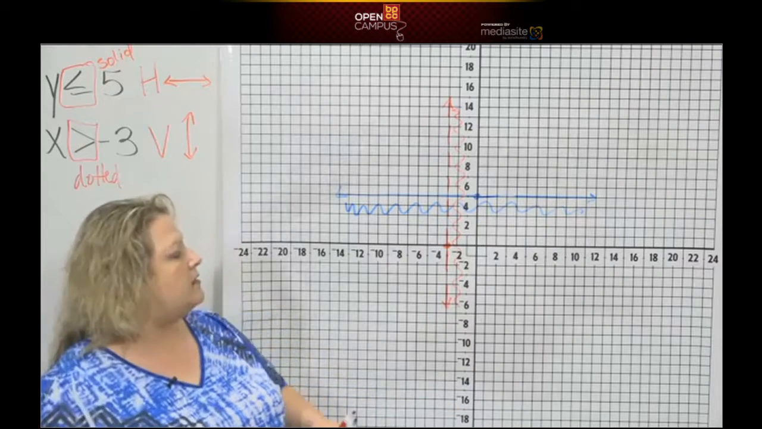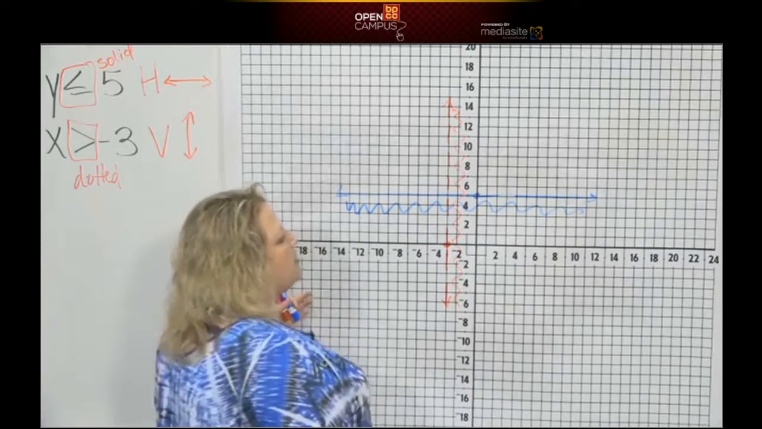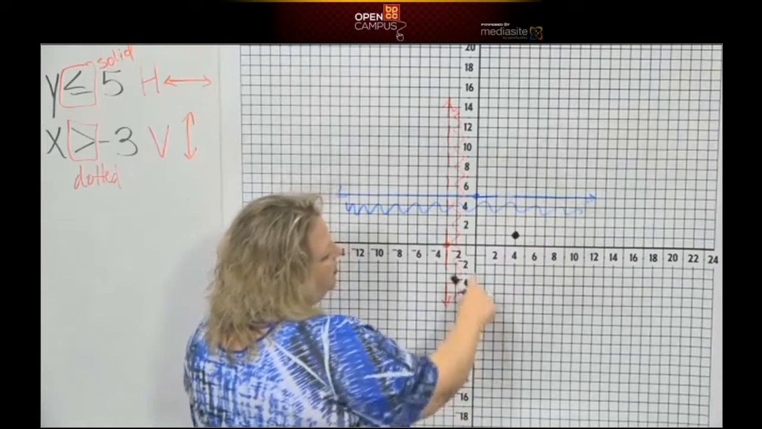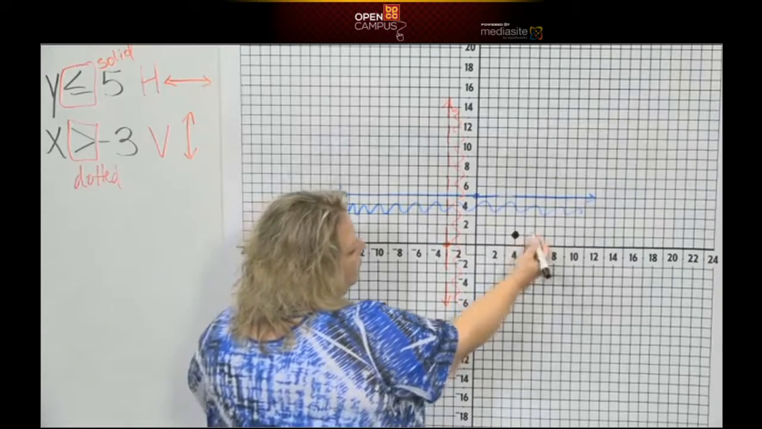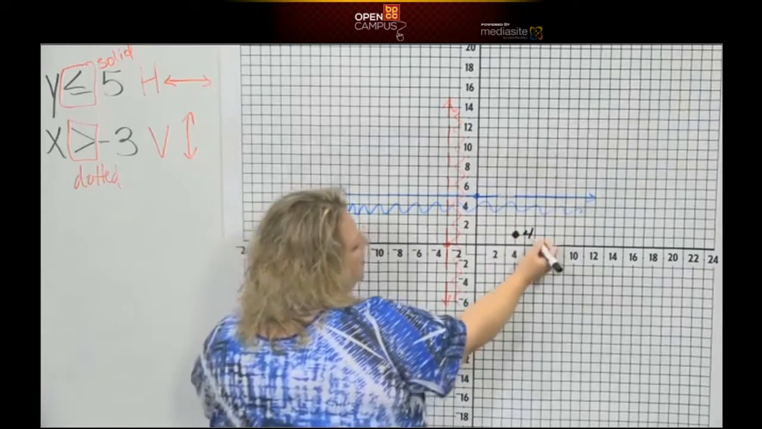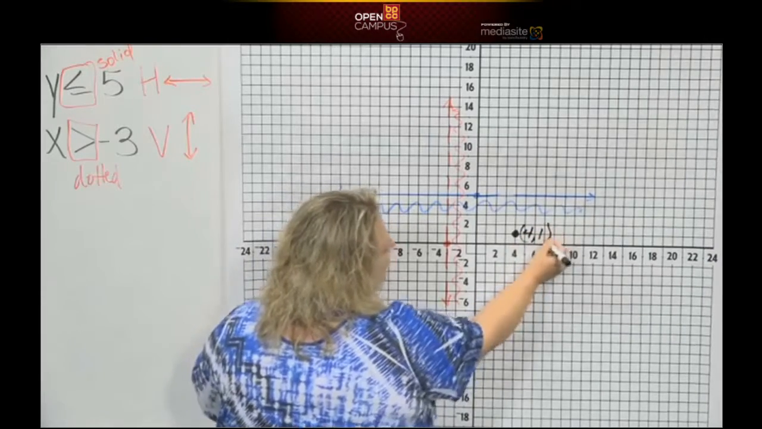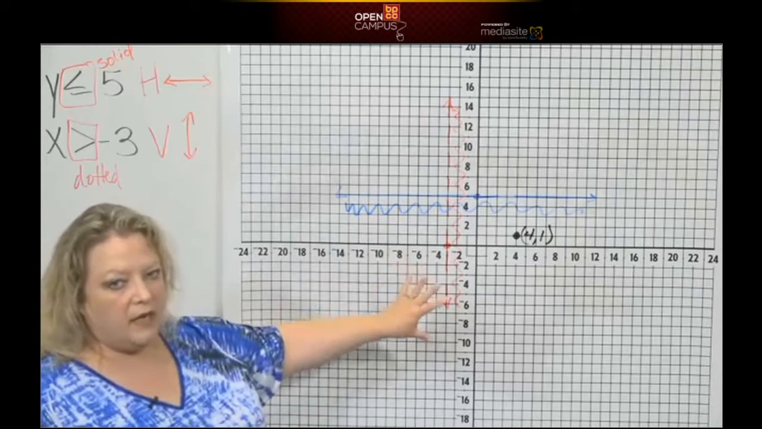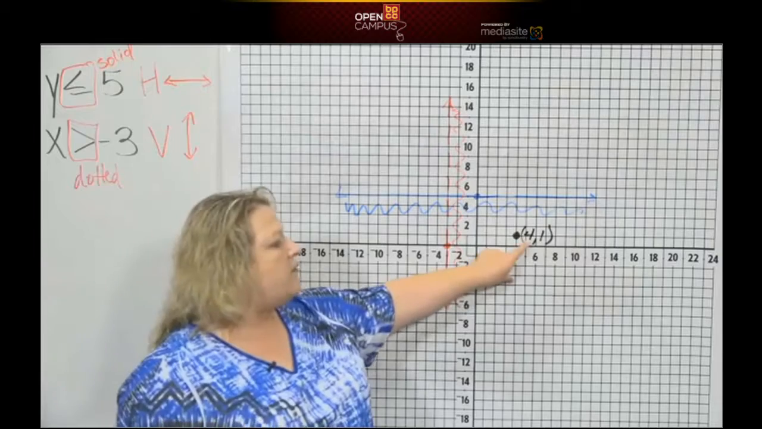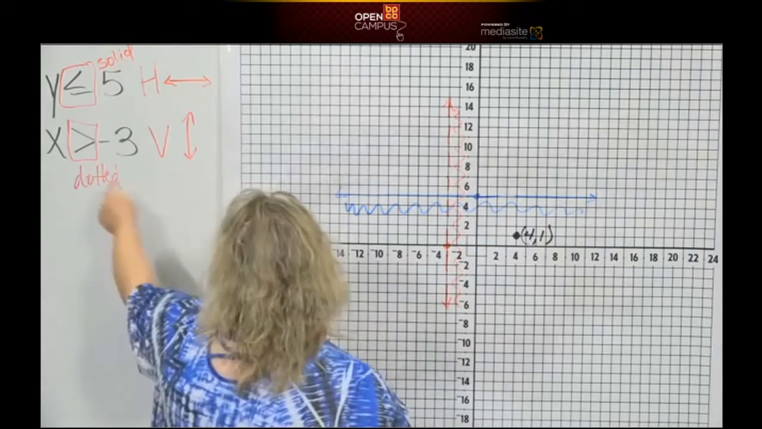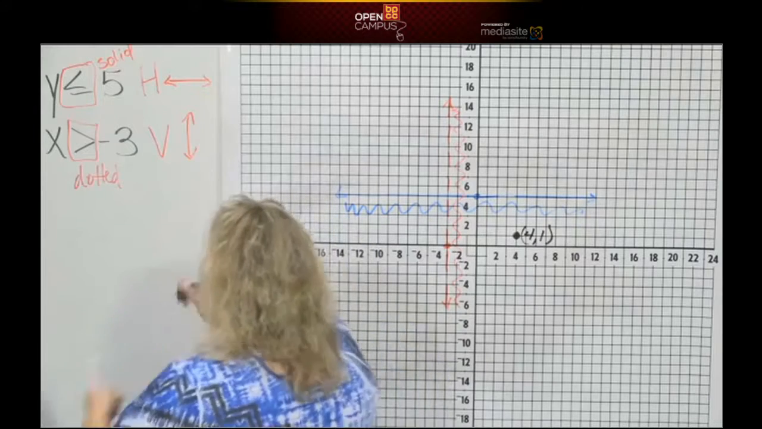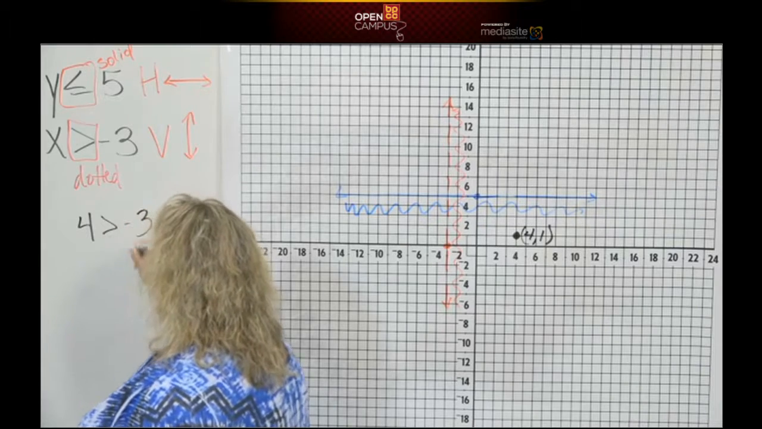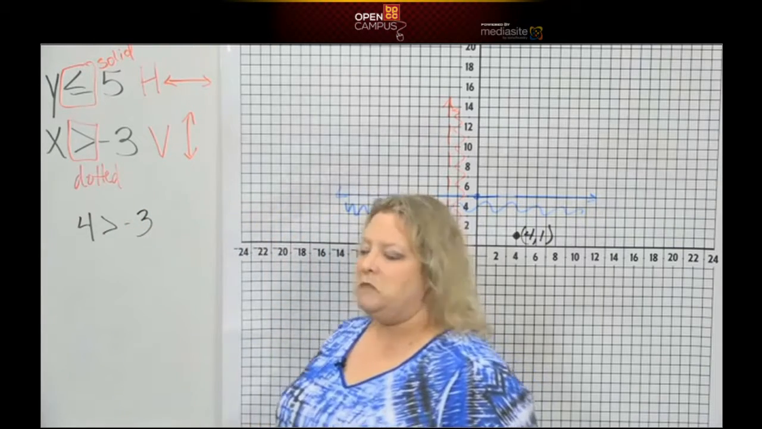So in order to do that, let's pick our test point. Let's pick something down here, shall we? Let's just randomly pick this number. That's going to be x is positive 4, y is positive 1. That's my ordered pair. So let's see if we've got the correct area for my solution. My x value is positive 4, so let's plug it in right here and see if this is true. Is positive 4 greater than negative 3? Is that true or false? It's true.